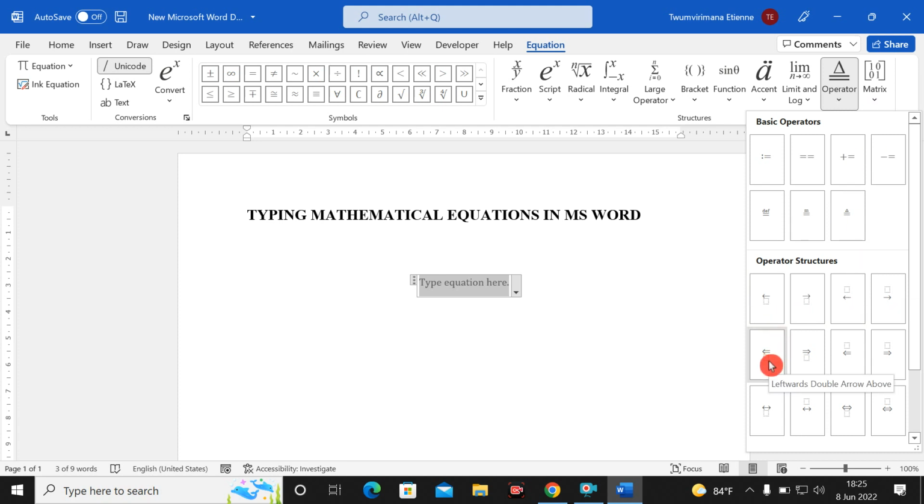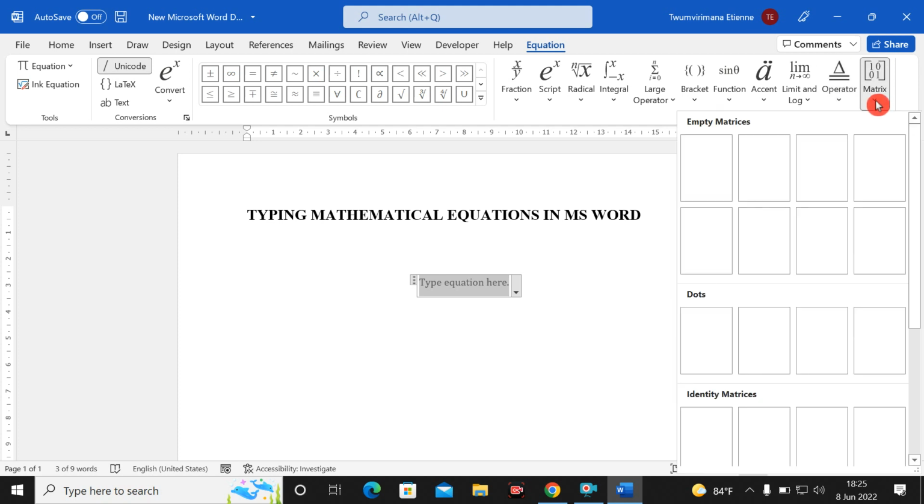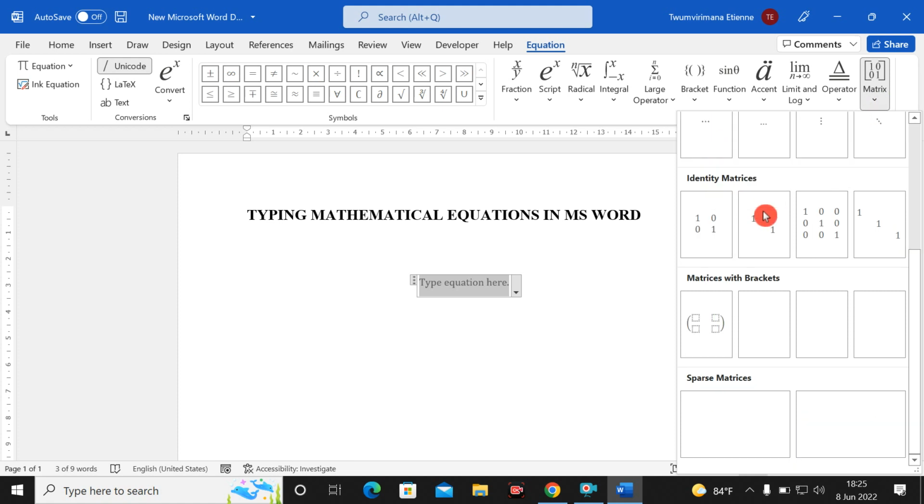And in mathematics, you see here we have leftward double arrow above, and here we have matrix. Matrix in mathematics is typed here. You see here within matrix, we can scroll down to see. Here there are matrices with brackets, and here there are sparse matrices. You see down here, you can type matrices in mathematics.